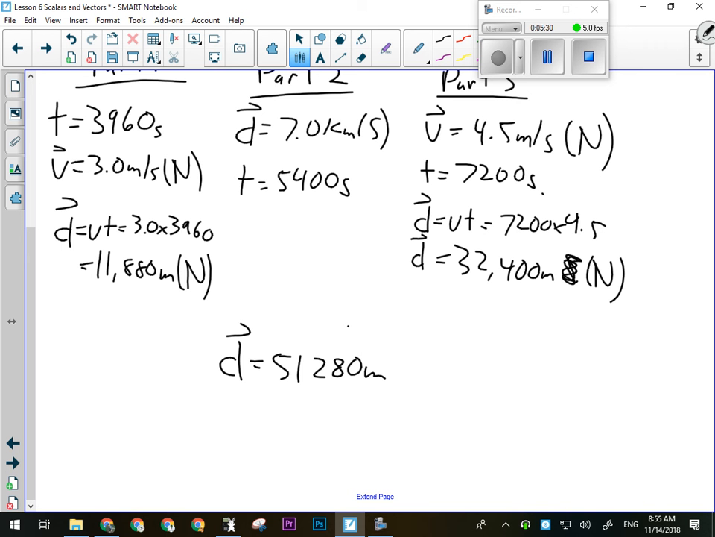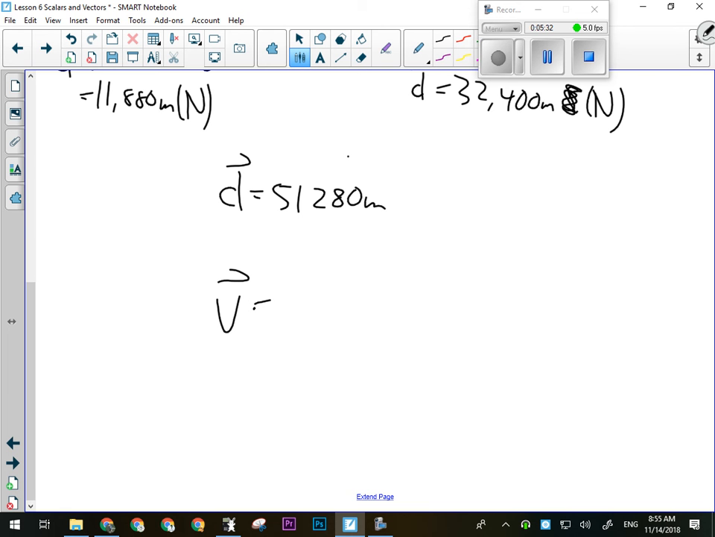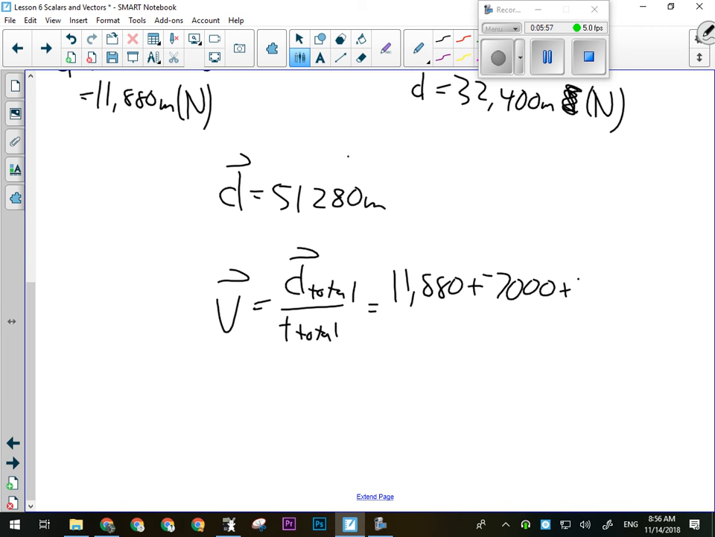Well, average velocity is the total displacement over the total time. So that's going to mean 11,880 meters north plus 7,000 meters south. How do I represent north and south mathematically? Yeah, positive and negative. So I'm just going to add a negative 7,000 meters here. And then the other one, the 32,400, was also north, so I'll make it positive.